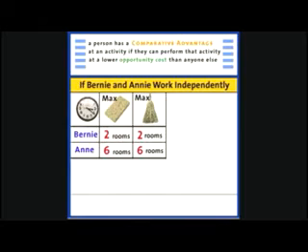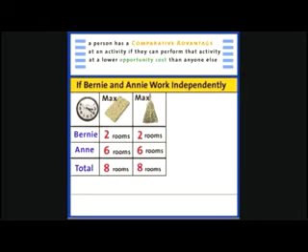Whenever they work independently, Bernie can sweep 2 rooms, Ann can sweep 6 rooms, for a total of 8 rooms of sweeping. 8 total rooms get cleaned when Bernie and Ann work independently of each other. Next, I'm going to show how Bernie and Ann can increase the profits of their business. That is, how Bernie and Ann can cooperate and clean more rooms together than they can when they work independently.